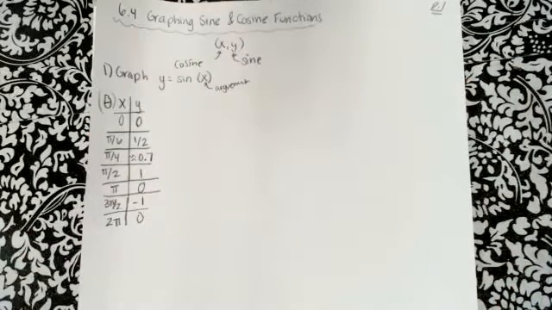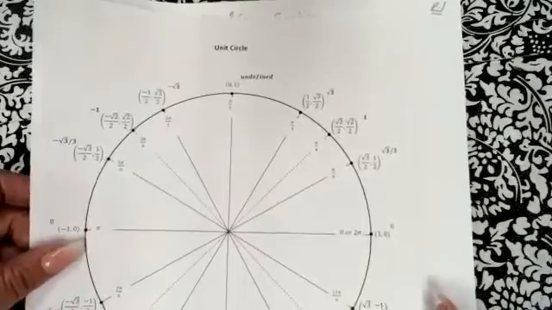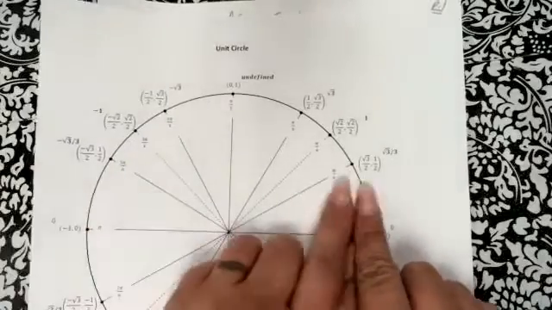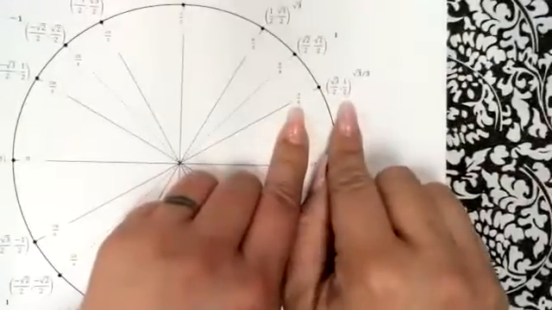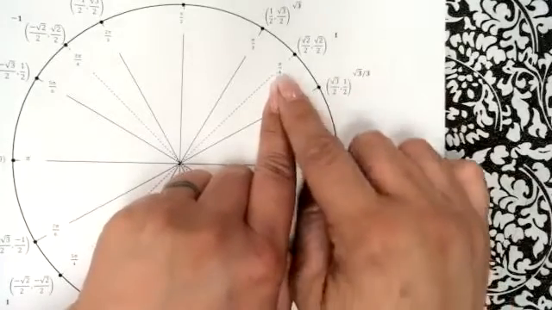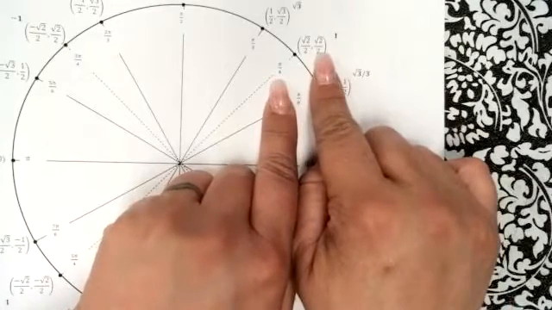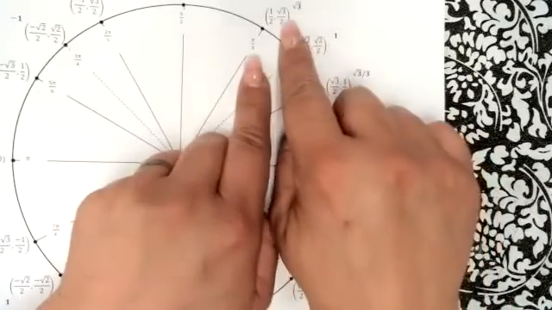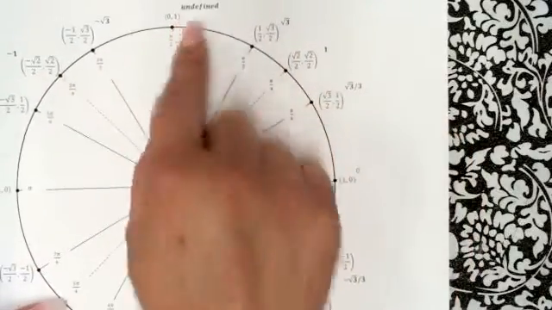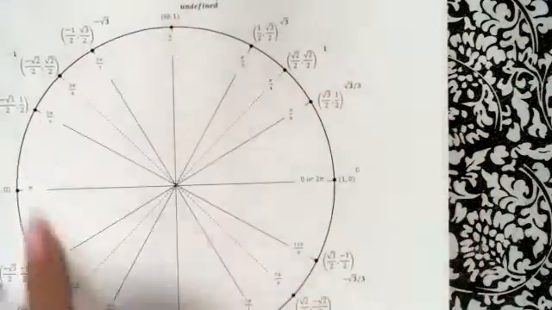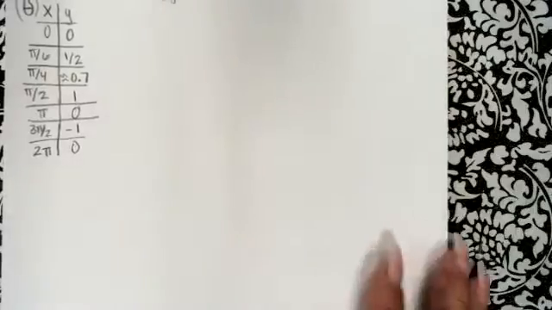Now, this is where I'm getting the values from. Here's my unit circle, and I'm looking at the y values. The y at pi over 6 was 1/2. The y at pi over 4 is square root of 2 over 2, which was approximately 0.7. The y value at pi over 2 was 1. This is where I'm pulling all the y values off of the unit circle.